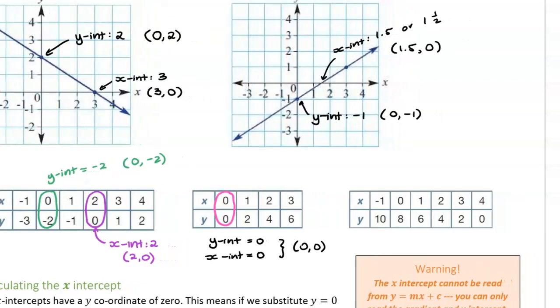Okay, I'd like you to have a go at finding the y-intercept and the x-intercept for the next table. Pause, and then you can watch me go through the explanation. Have you paused? Hope so.